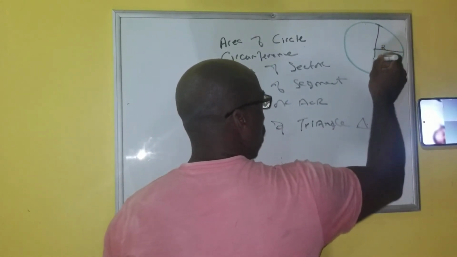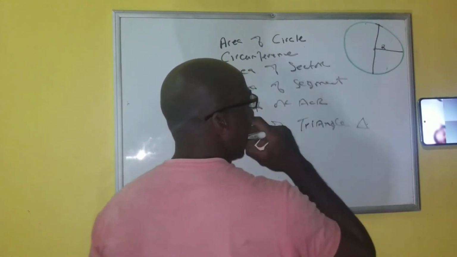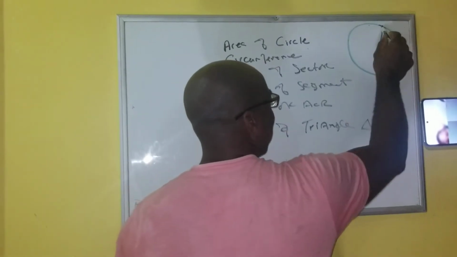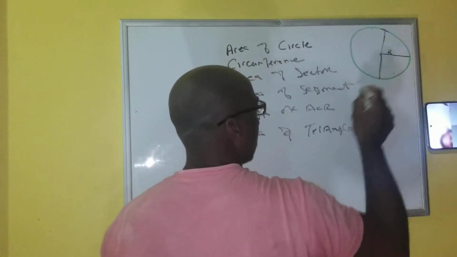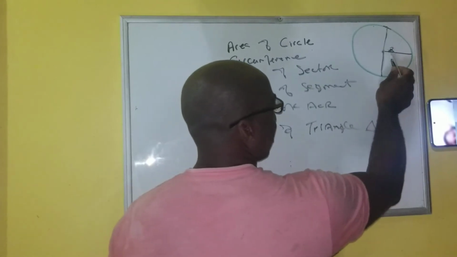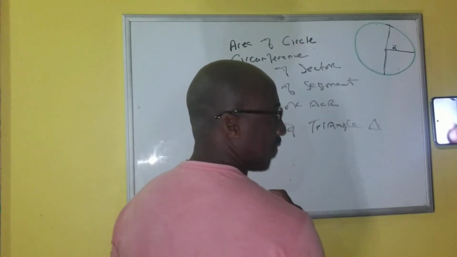Come straight down to the other end of the arc, that is the diameter. So the entire length is the diameter, which means the radius is half of a diameter. So far so good?